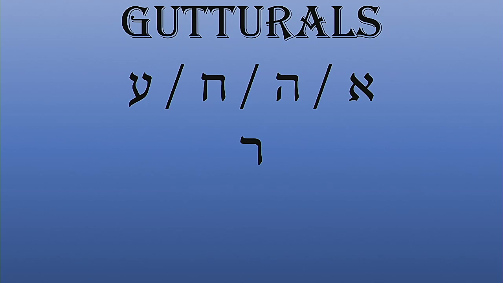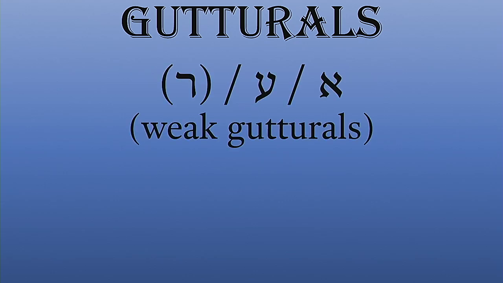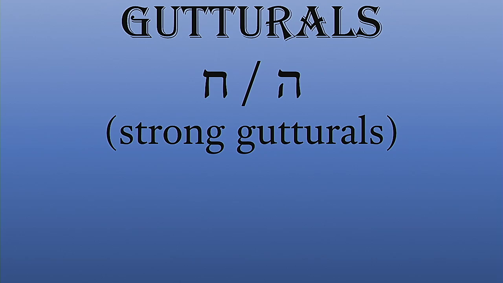For now, we just look at these letters and we say, okay, these letters are gutturals, and the resh is sometimes a guttural. Now you will see that these gutturals are divided into two categories. There are the weak gutturals, the aleph, ayin, and sometimes resh. And then there are the strong gutturals, hey and het.